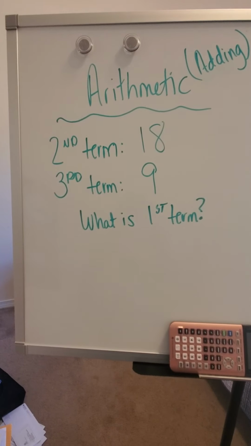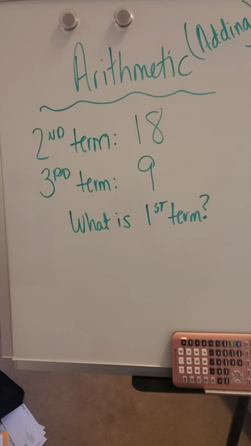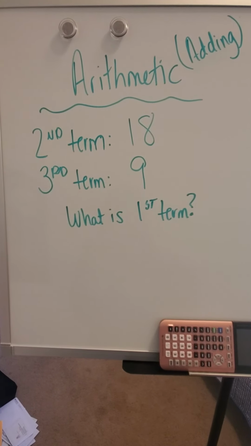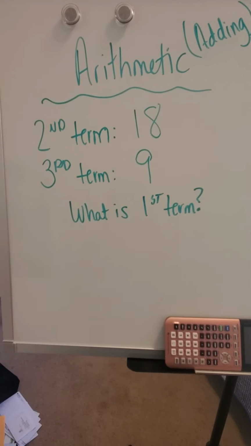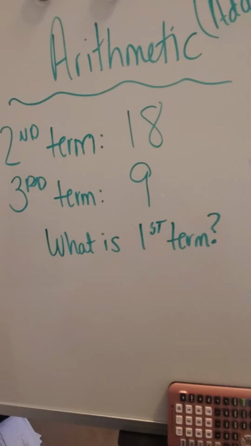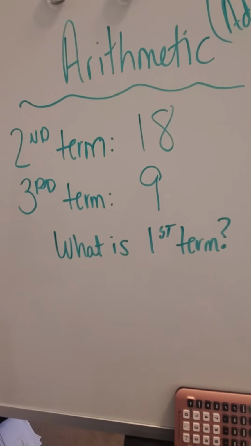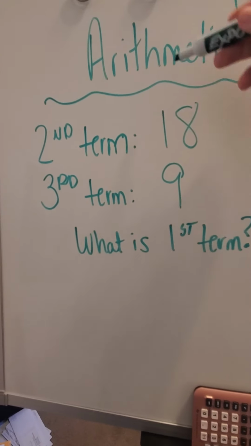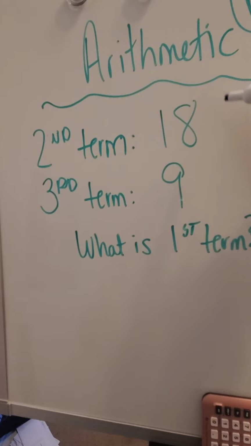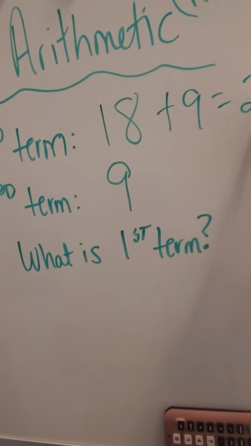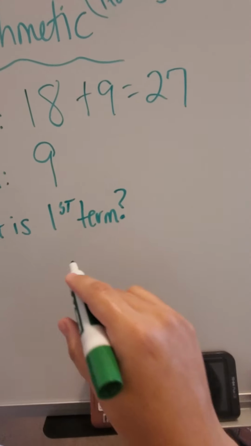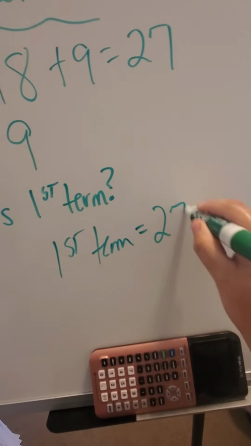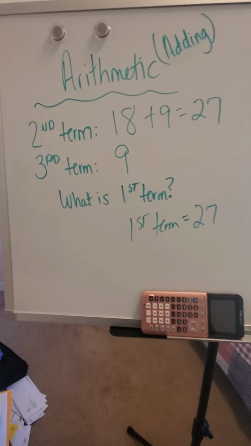For example, if it told me the second term of an arithmetic sequence is 18 and the third term is 9, what is the first term? Well, if I look at that from second to third, what's happening? I'm going down by 9, aren't I? So now I know I'm subtracting 9 every time. If I'm going backwards to the first term, I would say 18 plus 9, and I would get 27, right? So my first term would equal 27.